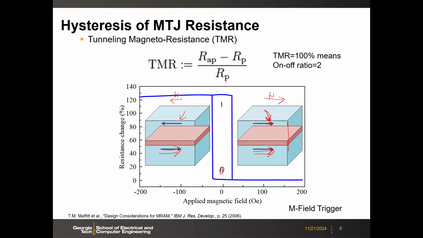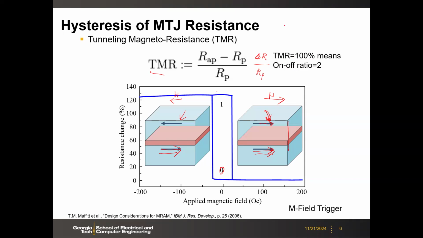Then the ratio here, called the TMR ratio, is defined as the relative resistance change, which means RAP, the anti-parallel state, minus RP, the parallel state. That is delta R, divided by RP, the parallel state. This is typically used in MRAM. But actually, you can also think of this as an on-off ratio. Here, TMR 100% actually means the on-off ratio is 2, right?